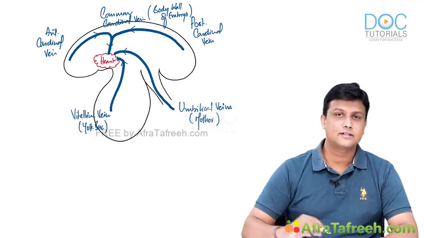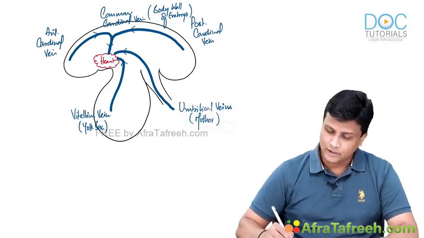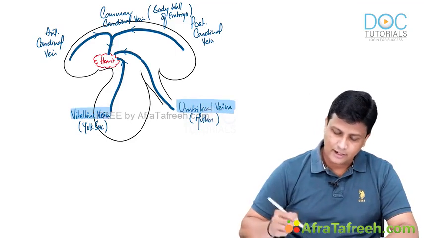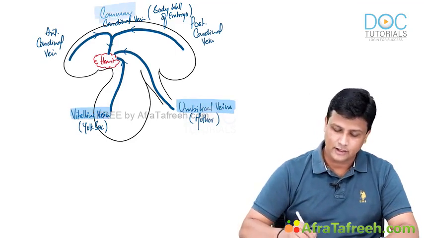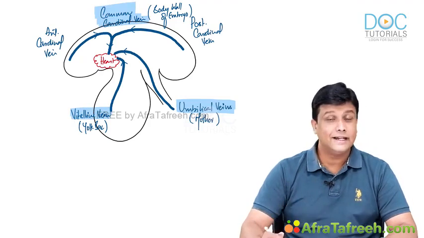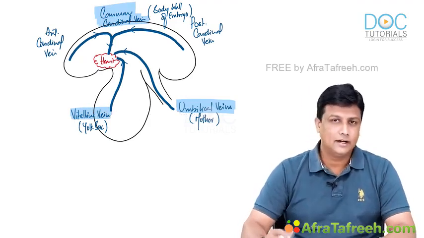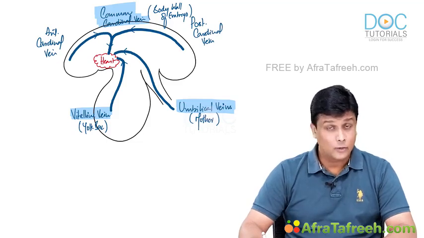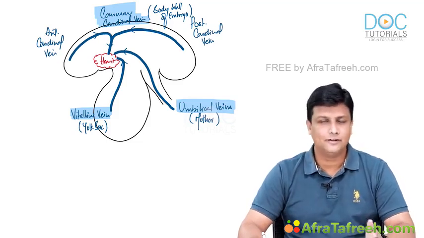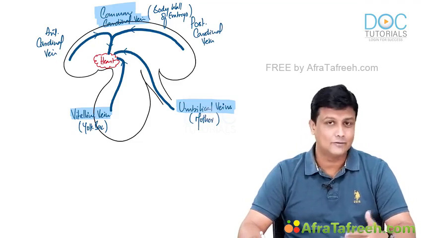There are three sets of veins during the development. Number one, umbilical vein. Number two will be the vitelline vein. And number three will be the cardinal vein. And for everything, needless to say, there will be right and left. There will be right and left umbilical vein, right and left vitelline vein, and then there will be right and left anterior cardinal, right and left posterior cardinal, and there will be right and left common cardinal.